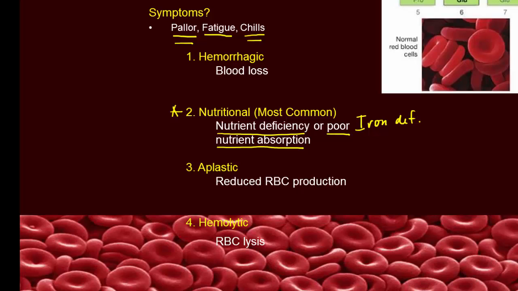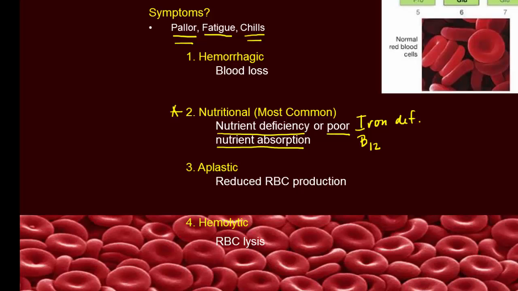So vegans, strict vegans, as long as they don't make sure that they're getting proper sources of iron from other means, other plants and things, they can have a deficiency of this nature. There's another type of nutritional anemia that can come into play, and that has to do with an anemia where we're not getting or absorbing proper amounts of vitamin B12.